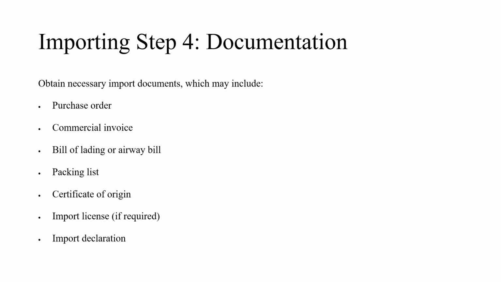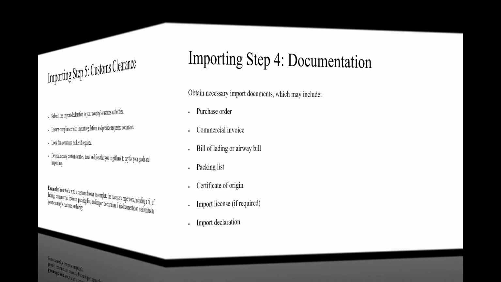Importing Step 4. Documentation. Obtain necessary import documents, which may include purchase order, commercial invoice, bill of lading or airway bill, packing list, certificate of origin, import license if required, import declaration.